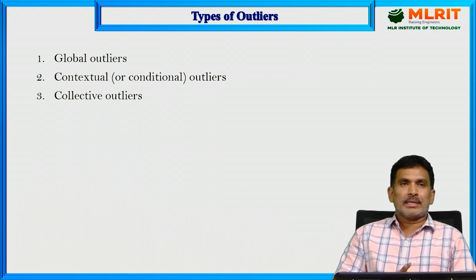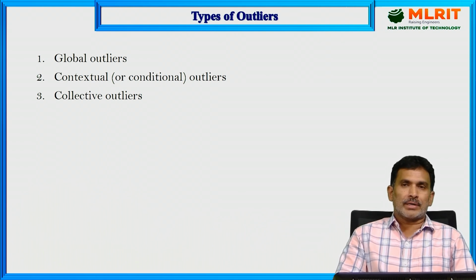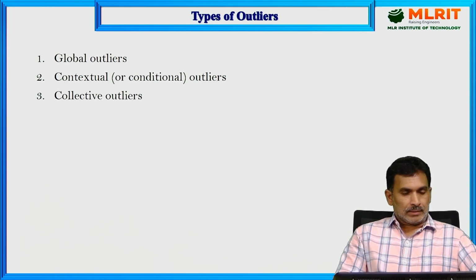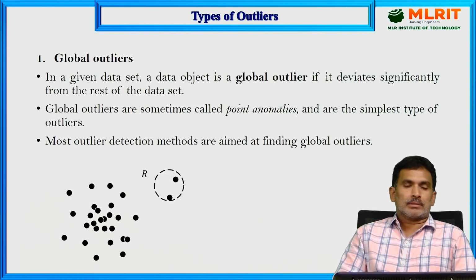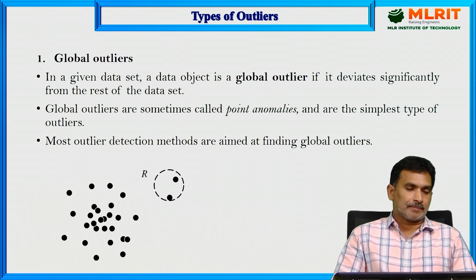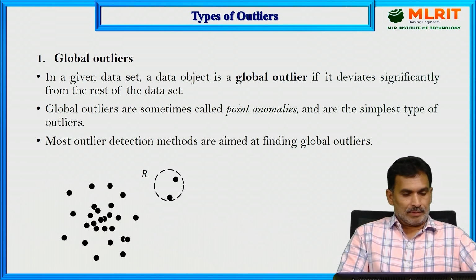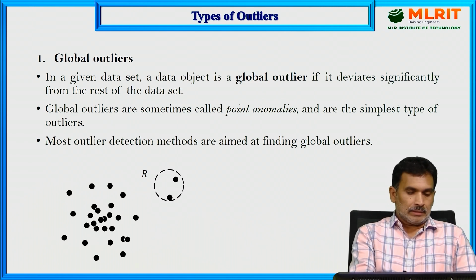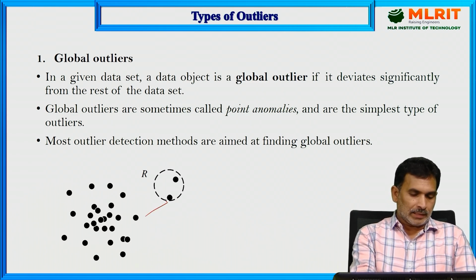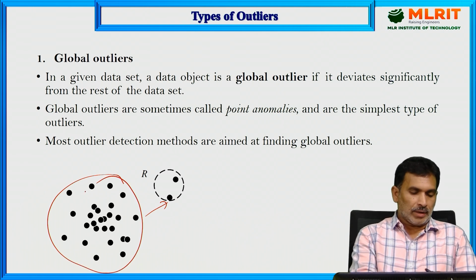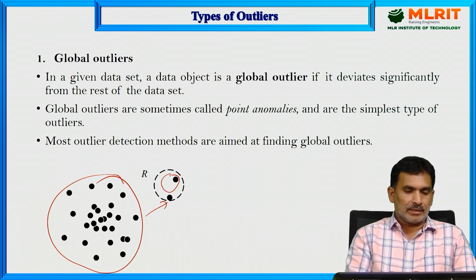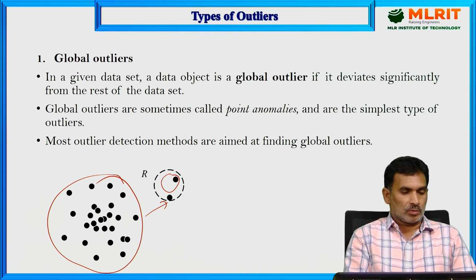So there are different types of outliers. Mainly there are three categories: global outliers, contextual or conditional outliers, and collective outliers. Let us see them one by one. Let us see what global outliers are. In a given data set, an object is a global outlier if it deviates significantly from the rest of the data set. From this diagram you can see these data points are completely away from the rest of the data points.